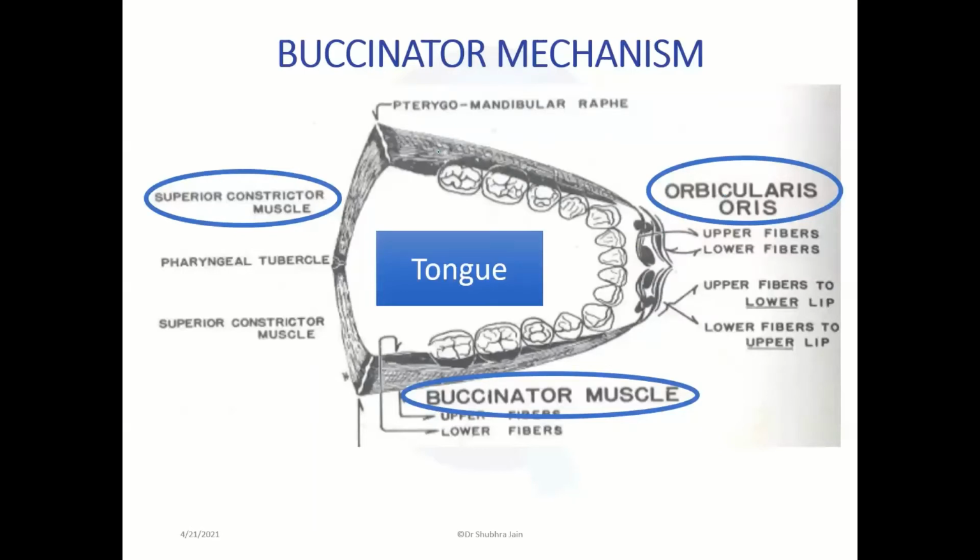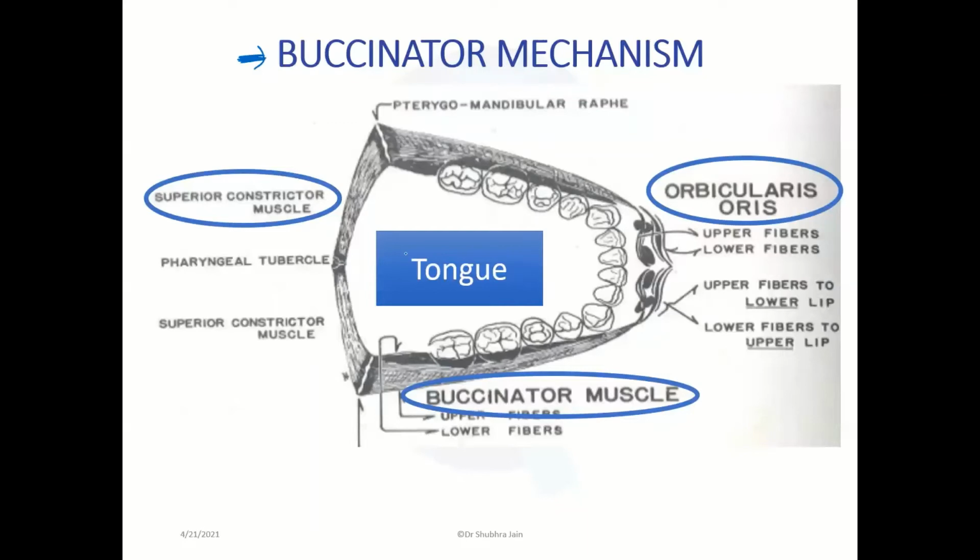Now, why are we discussing buccinator mechanism? Whenever there are habits, this buccinator mechanism is deranged and it leads to a lot of things related to all the habits. So we need to understand this buccinator mechanism. Examples of habits are tongue thrusting, mouth breathing, thumb sucking, finger sucking, putting anything in your mouth, any oral habit which is deranging the buccinator mechanism.